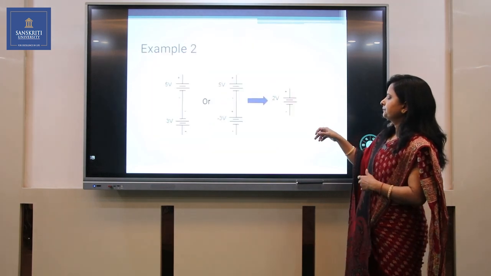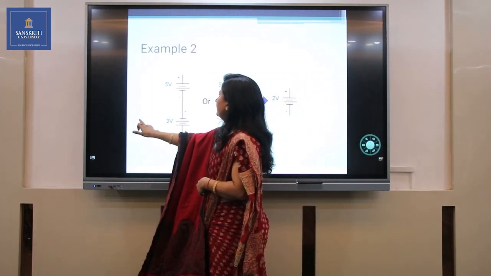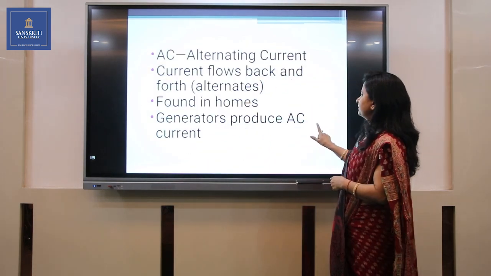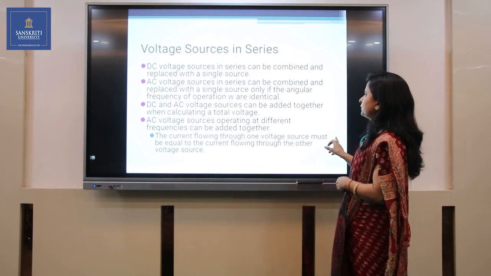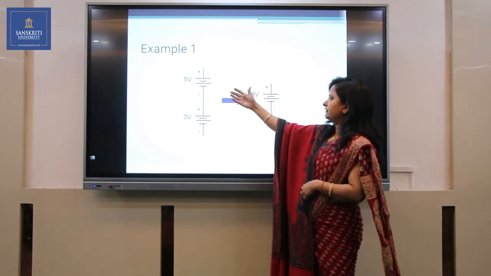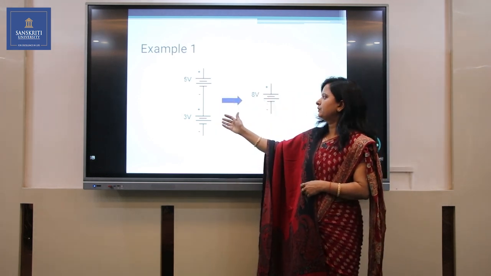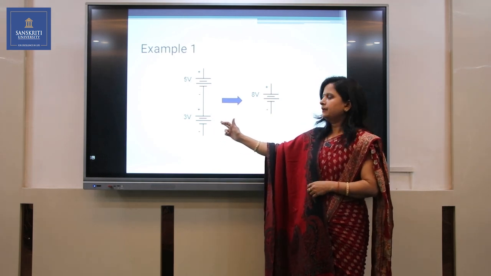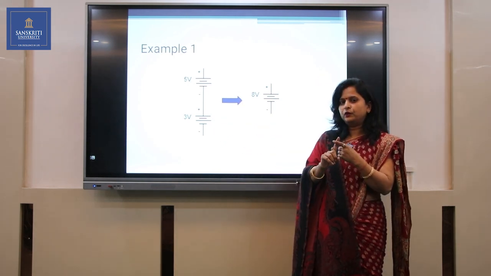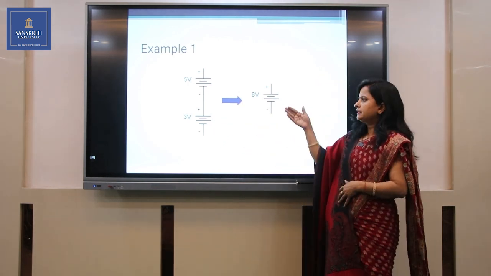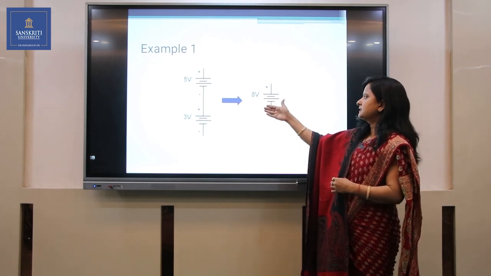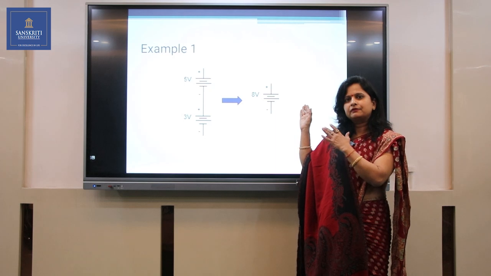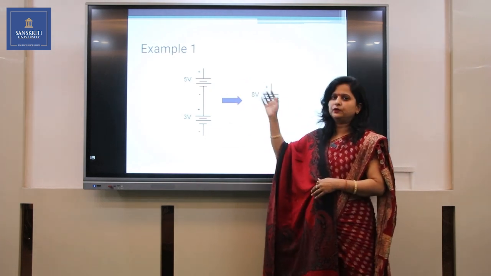So let's check. In the previous one, if you are having two voltage sources, yes, if we have two voltage sources, one is of 5 volt and another one is 3 volt. So see here, positive, negative, positive, negative. We are having two voltage sources, one of 5 volt, another one of 3 volt. We can add them and the resultant 8 volt battery source can represent these two voltage sources.